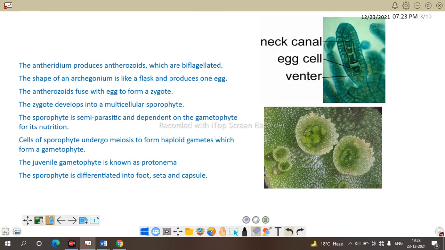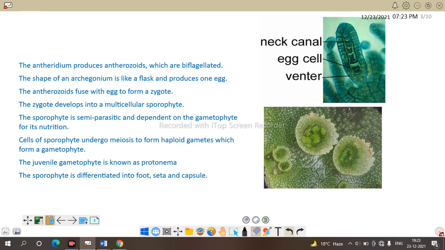Next is reproduction. Bryophytes show both vegetative, asexual and sexual modes of reproduction. Vegetative reproduction is by means of fragmentation and tuber formation, and also by gemma cup formation. These are the gemma cups. Asexual reproduction is also seen in bryophytes, and sexual reproduction is by means of fusion of gametes.